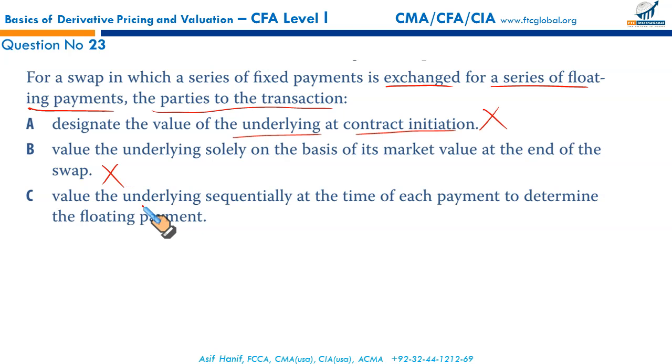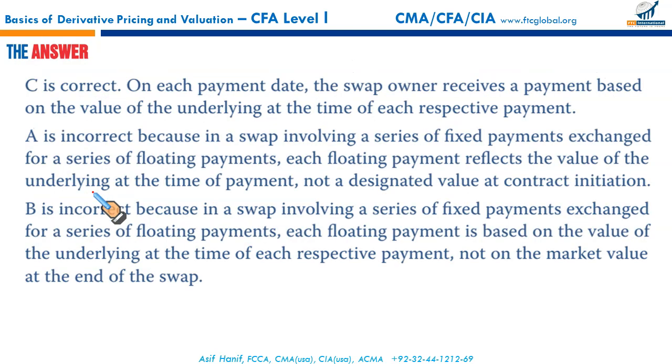Then it has to be C. The value of the underlying sequentially at the time of each payment to determine the floating payment. This is correct. On each payment date, the swap owner receives a payment based upon what? Based upon the value of the underlying at the time of each respective payment. It's a straightforward correct option, C. Next.